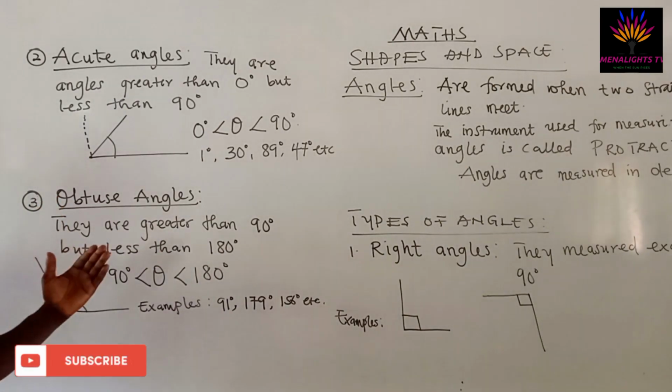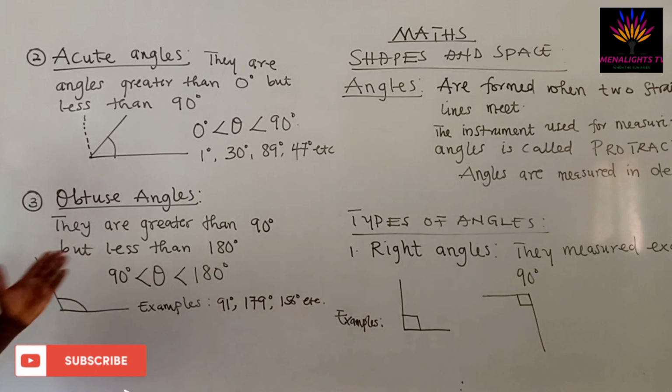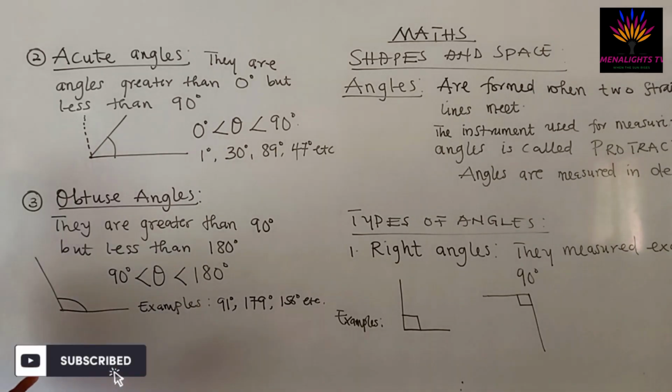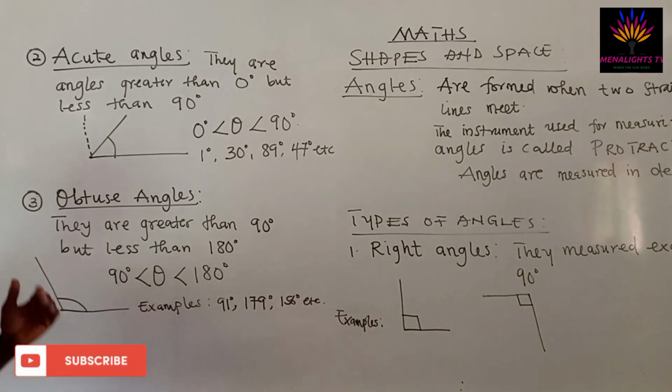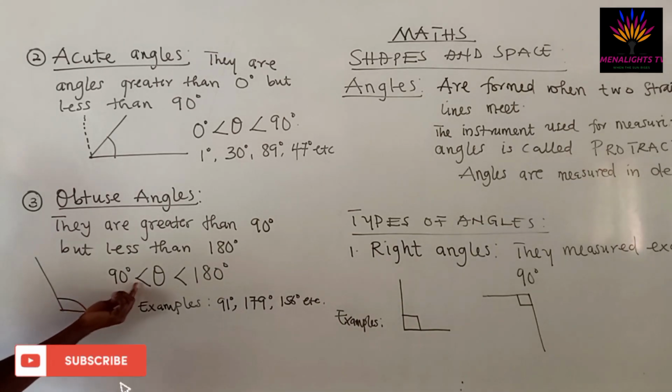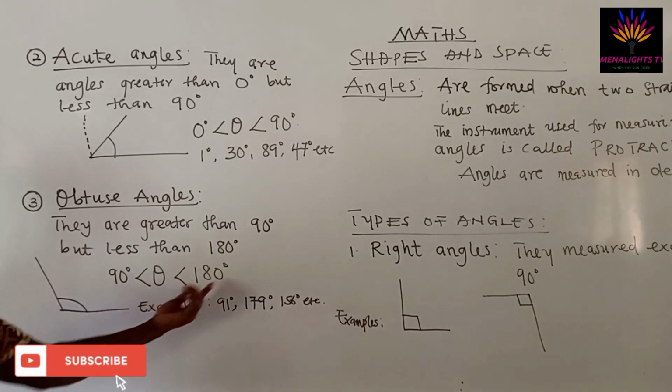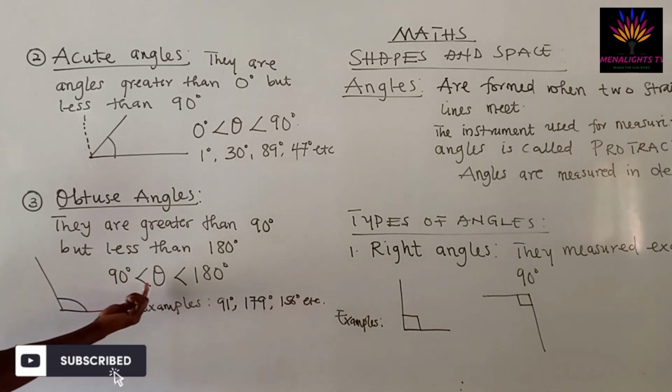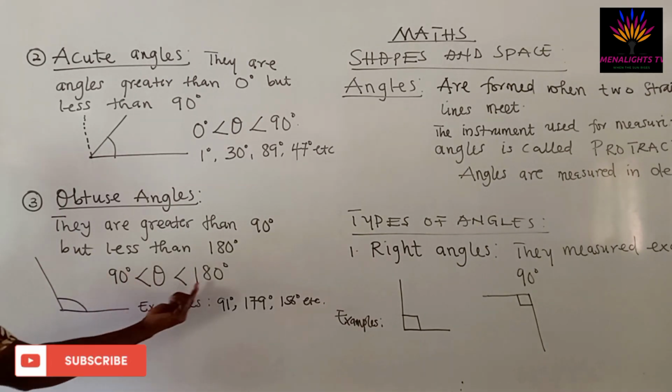Our third type of angle is obtuse angles. They are angles that are greater than 90 degrees but less than 180 degrees. The angles that fall in between 90 and 180, we call obtuse angles. So here 90 degrees is less than theta and theta is also less than 180, which means the angle that we have here is greater than 90 but less than 180.